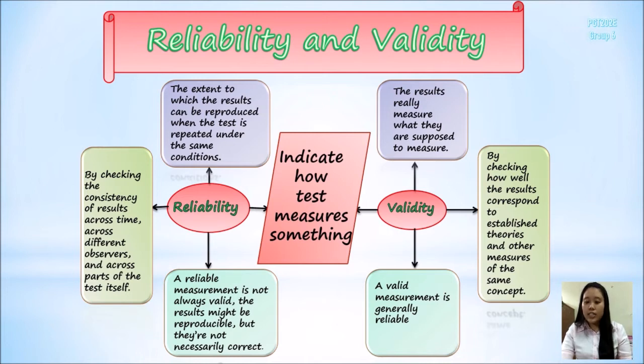But for the validity, a valid measurement is generally reliable. It means that if the result produced is accurate and it is a valid measurement, it is usually considered reliable also. So these are the three differences between reliability and validity. I hope you guys can understand about it.